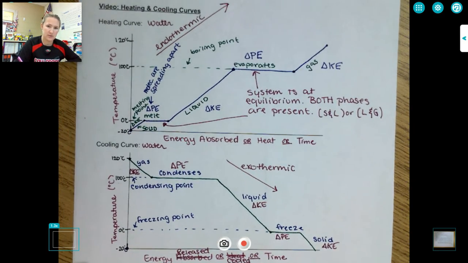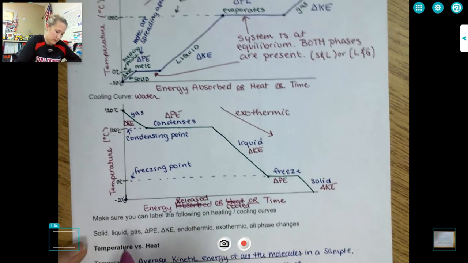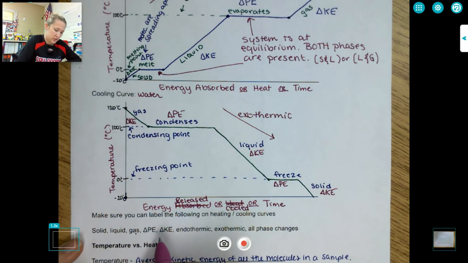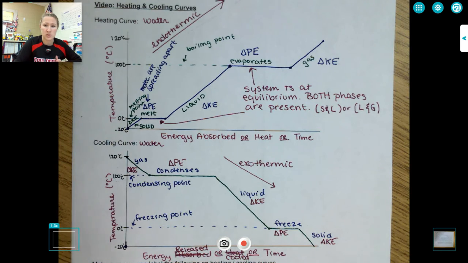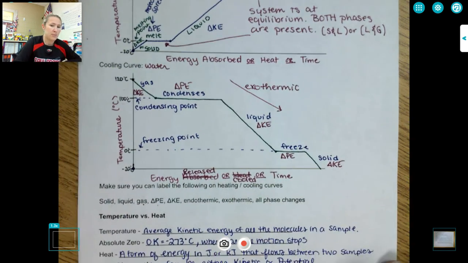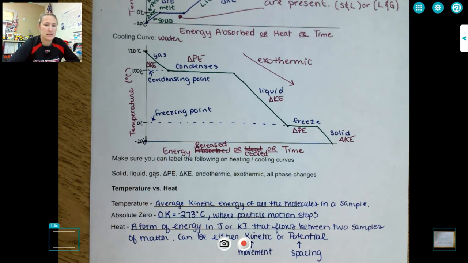And I think that's everything we need to have. So we have our solid, liquid, gas, our change in potential energy or change in kinetic energy, endothermic and exothermic, and all of our phase changes. Good. So you want to be able to sketch one of these out, and we're going to use these to do calculations. A couple more things to note is the difference between temperature and heat.